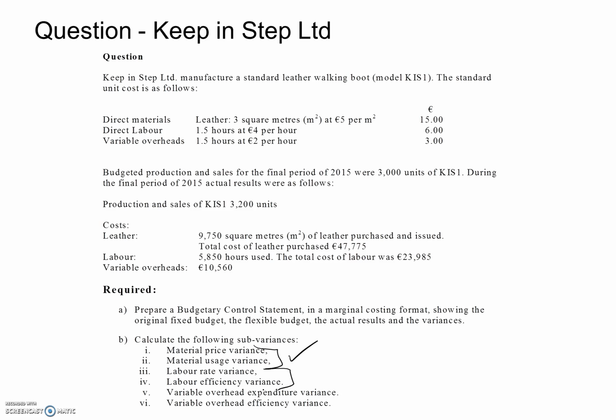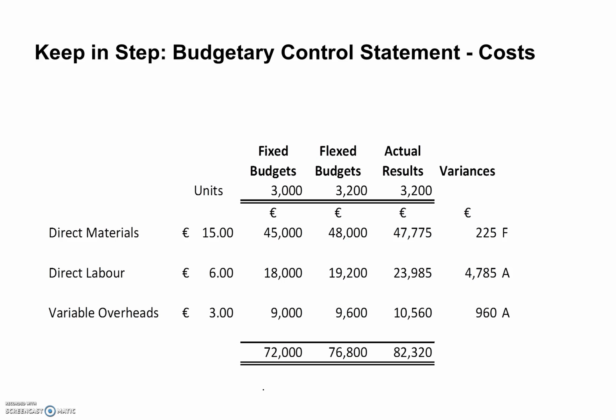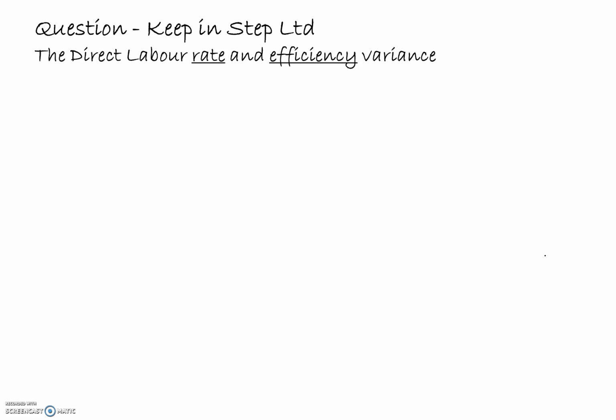So if I go back to my table, which I calculated at the end of part A, we can see that the direct labor cost variance came to €4,785 and it was adverse. We have a cost overrun. So now I will calculate a direct labor rate variance and an efficiency variance. And remember, the sum of the rate variance and the efficiency variance has to give me the total direct labor cost variance of 4,785 adverse.